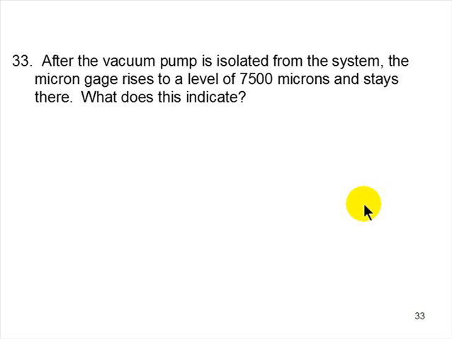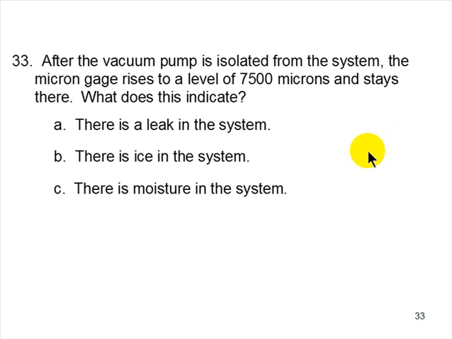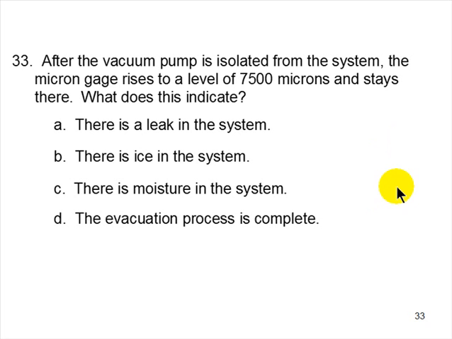Two completely different scales. 33. After the vacuum pump is isolated from the system, the micron gauge rises to a level of 7,500 microns and stays there. What does this indicate? There's a leak in the system, there's ice in the system, there's moisture in the system, or the evacuation process is complete. What does this tell you? There's moisture in the system. You ain't done yet. Keep going. Start it up. Get it down to 500.